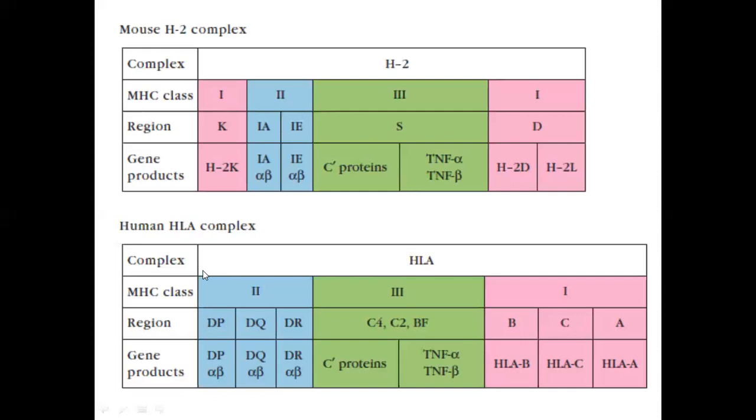But in the case of humans, these are the regions: class 2, this is for class 3, and this is for class 1. For class 1, the regions are A, B, C, and for class 2, they are DP, DQ, DR. The gene products are DP alpha beta, DQ alpha beta, and DR alpha beta. In class 1, they are HLA-A, HLA-B, and HLA-C. So these are the products of the MHC genes.